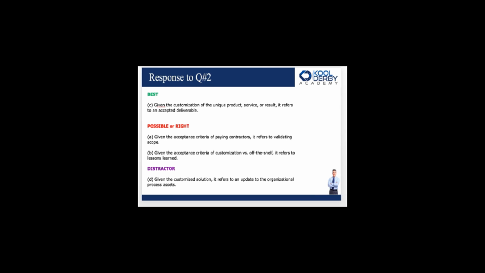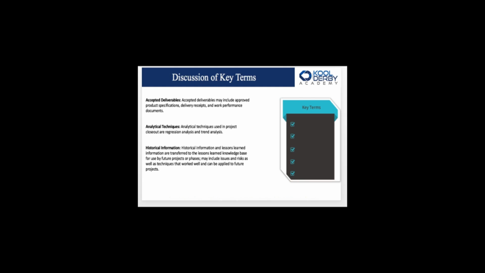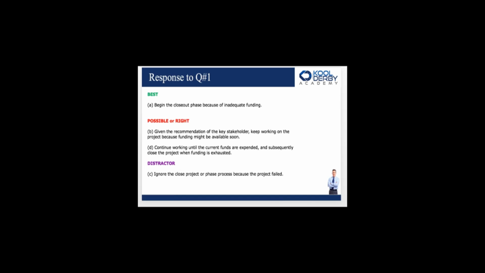I know it's very tricky, but that's why we have these questions, because I want to give you a lot of information as to how to think through the question. Okay, so that was the answer, C Charlie. Given the customization of the unique product, service, or result, which is exactly in the PMBOK stated like that, it refers to an accepted deliverable. And if you go back to this item earlier, accepted deliverables may include approved product specifications, delivery receipts, and work performance documents. So accepted deliverables is part of closed project, closed phase.